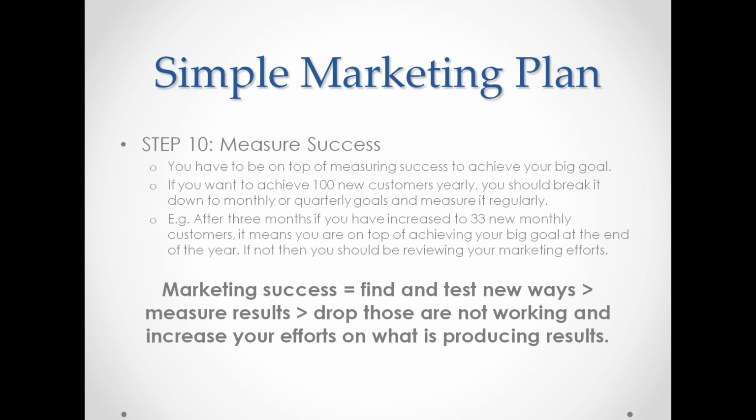If you want to achieve 100 new customers yearly, you should break it down to monthly or quarterly goals and measure it regularly. After 3 months, if you have increased to 33 new customers monthly, it means you are on top of achieving your big goal at the end of the year. If not, then you should be reviewing your marketing efforts. So here at QCamp, we believe marketing success equals find and test new ways, measure those results, drop those that are not working, and increase your efforts on what is producing results, and you will have marketing success.